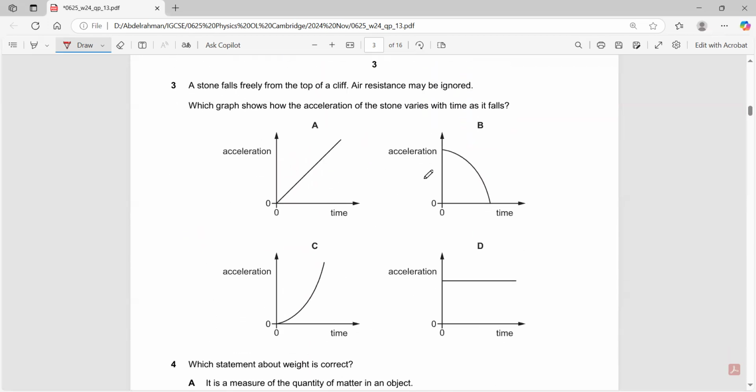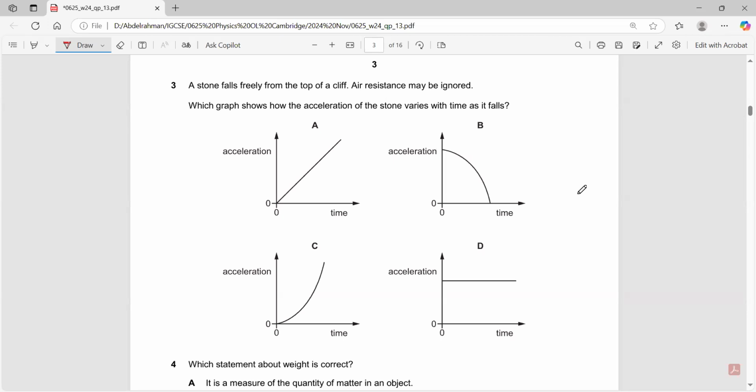A stone falls freely from the top of a cliff. Air resistance may be ignored. You have a stone falling from the top of the cliff. Can you tell me what happens to the acceleration? What is the acceleration of free fall acting on this stone? The acceleration of free fall acting on this stone is constant.